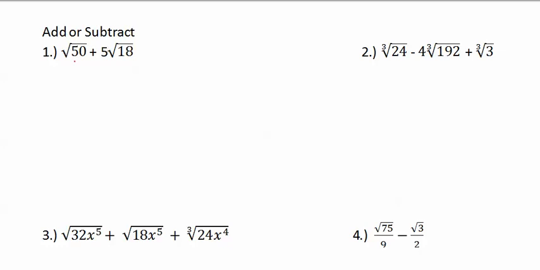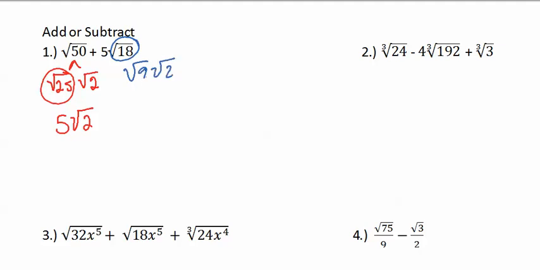So if I take the square root of 50, I know that 25 goes into 50, and 25 is a perfect square. Goes in twice. Square root of 25 is 5. And the square root of 2 breaks down. So square root of 50 becomes 5 square root of 2. I'll look at square root of 18, and that's going to become square root of 9 square root of 2, which is 3 square root of 2.